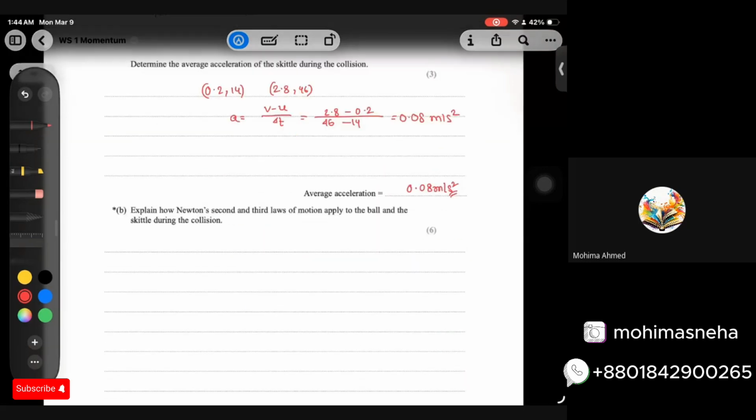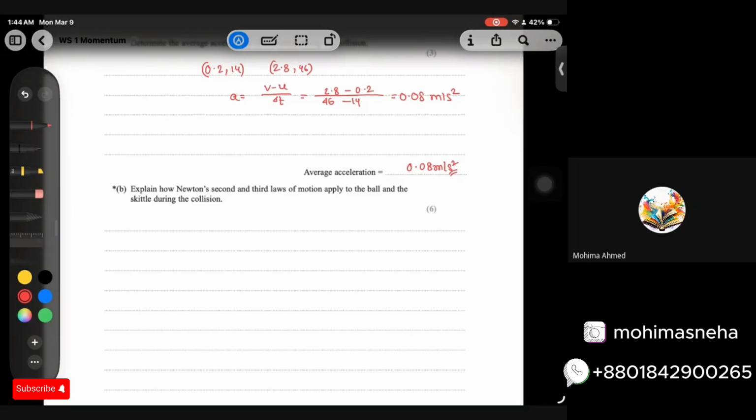Okay. After this, they are saying that we need to use Newton's second and third law of motion applied for the ball and the skittle during the collision. Yeah, this is the same process every time. Again, over here, they're giving 6 marks for it. I think in the previous part of the same worksheet, they were giving 3 marks, 4 marks for it, right? The basic idea is that during the collision, they provide equal and opposite force on each other according to Newton's third law, right? And then you talk about your Newton's second law. Now, Newton's second law is acting differently for the ball and the skittle.